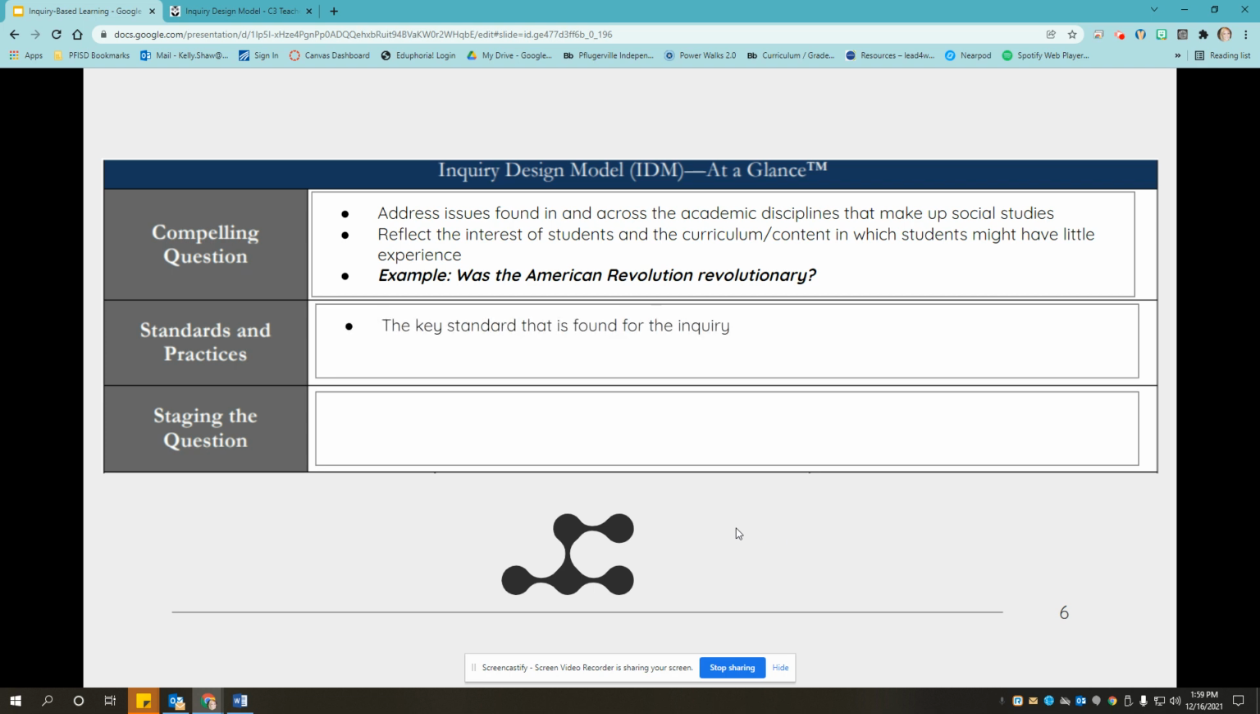These standards in practice are just the key standard that is found in the inquiry. An example that goes with this compelling question is TEKS 8.4. It's a history TEKS. The student understands the significant political and economic issues of the revolutionary and constitutional eras.